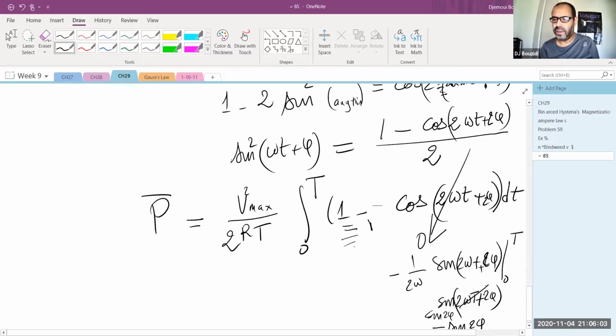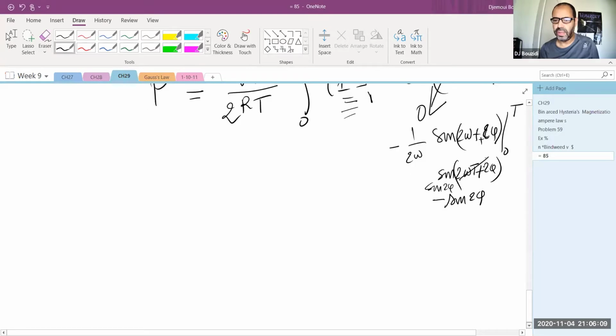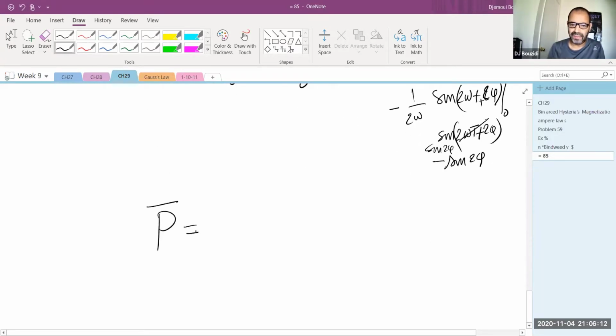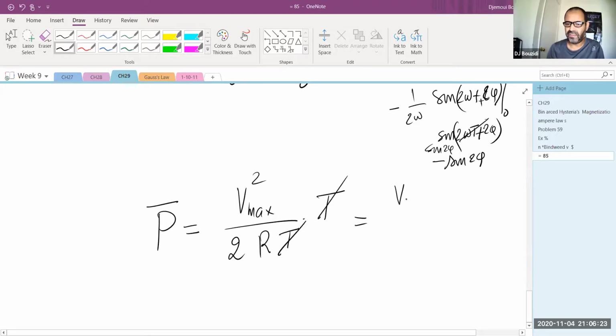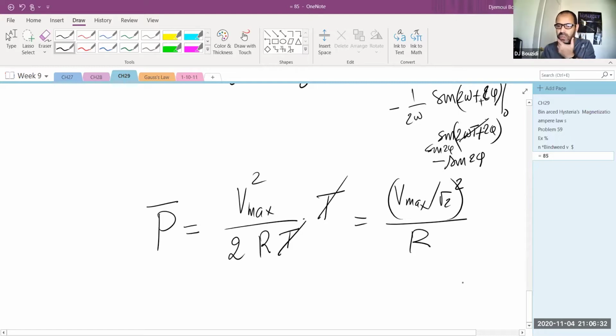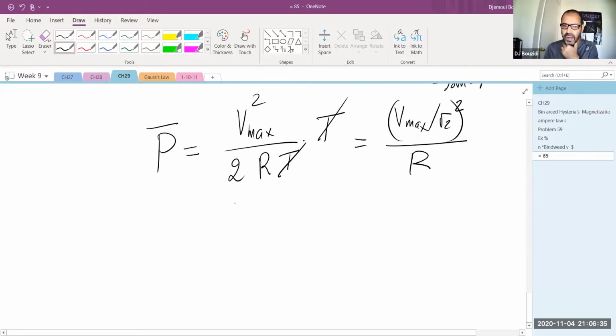What remains is the integral of 1, which is just t, evaluated from 0 to big T, which is just T itself. So what is left for the average, P average, is going to be V max squared divided by 2 times R times T times T. So the T and the T cancel. And this looks like V max over square root of 2, squared, divided by R. The reason why I'm writing it this way is that this looks like an effective voltage divided by R. So P bar looks like some voltage squared divided by R, and this is how it looks in a DC circuit.